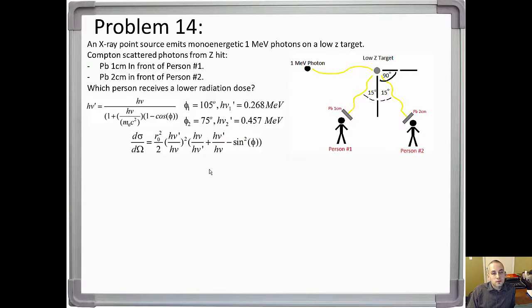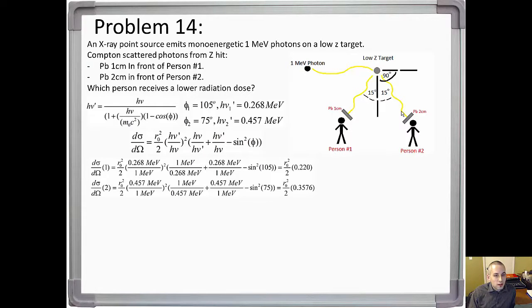Okay, so we can now use the Klein-Nishina coefficient. We have the scattering angles. We have our hν', our hν. This is very valuable for our case because we're going to be setting up a ratio for radiation dose. So we can input our values, and that's what I've done here for both cases. I came to this result: r0 squared over 2. This is a constant. If you want, you could put in the values and calculate it, but it doesn't matter because we're going to cancel it out when we form a ratio.